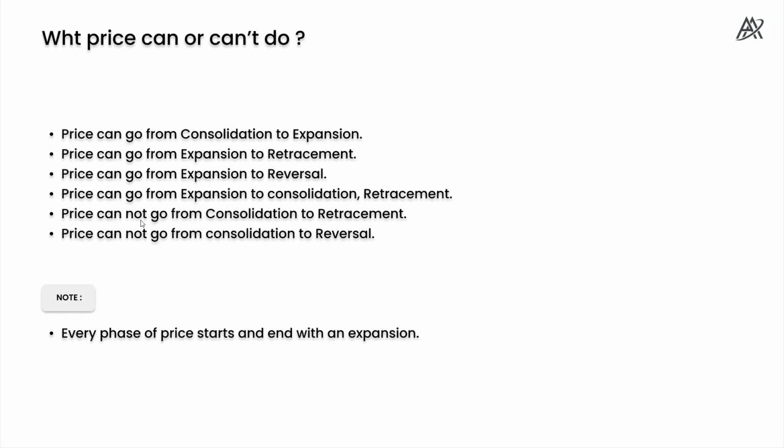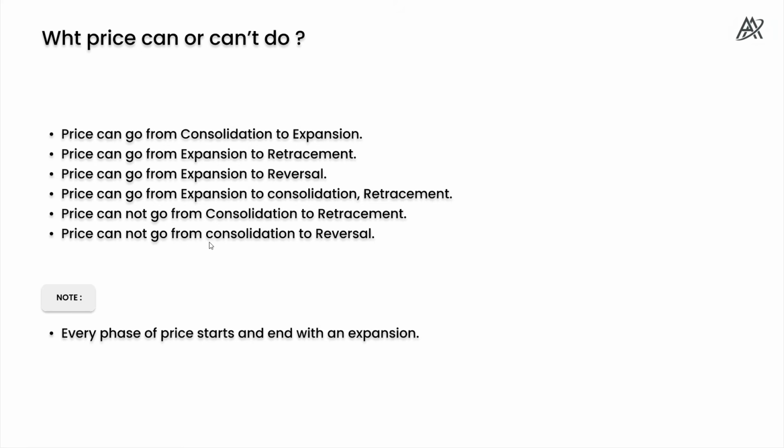Price cannot go from consolidation to a retracement. When we are in a consolidation, we leave failure swings behind, right? It doesn't mean that we're going to retrace into something, right? When we are trading a consolidation, we wait for external high or low to get taken. So we cannot expect retracement inside a consolidation phase, right?